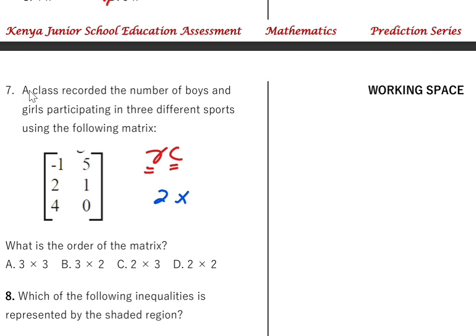Sorry, rows by columns. So these are the rows. 1, 2, 3. Then columns, these are the columns. 1, 2. How many rows does it have? 1, 2, 3. 3 rows. And how many columns? 1, 2. So it is a 3 by 2 matrix. And therefore the order is B. Kindly take note that these are the rows, then columns, these are the columns. So the answer is 3 by 2.